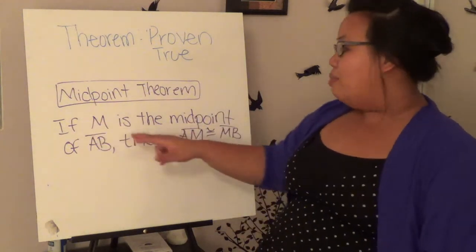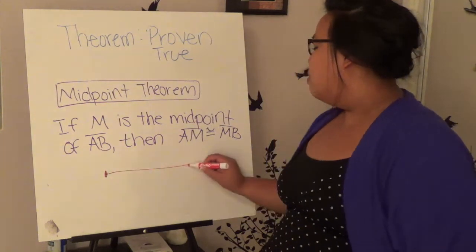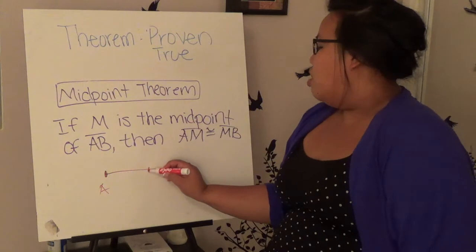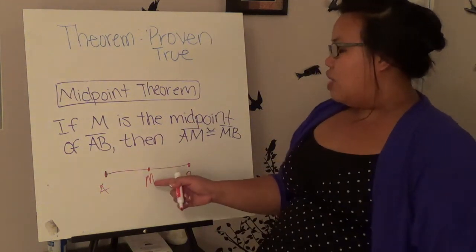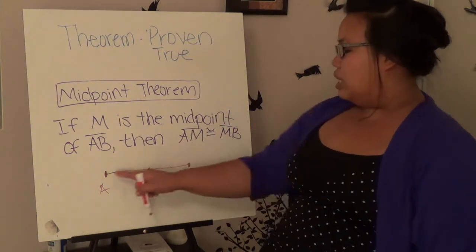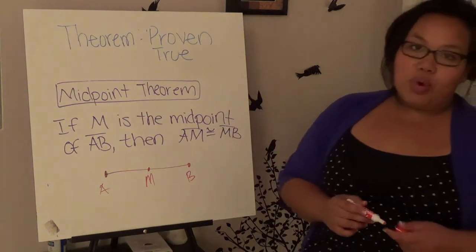It's saying if M is the midpoint of AB, so there's a line AB, and M is somewhere in the middle, then what do I know? Because this is the middle, this segment and this segment equal each other. That's what it states. AM is equal to MB. This is called the midpoint theorem.